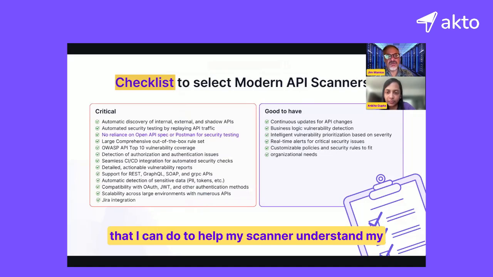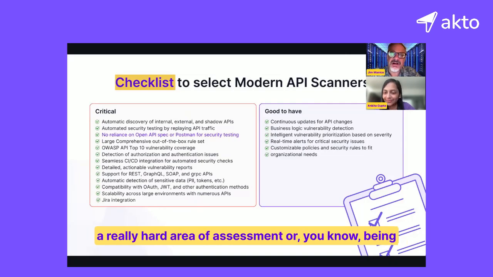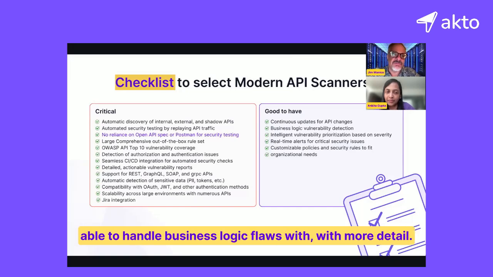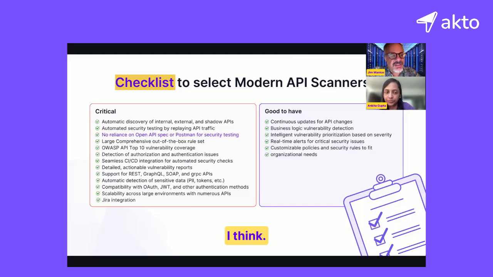Anything that I can do to help my scanner understand my access control policy is a good thing, because that's just a really hard area of assessment, or being able to handle business logic flaws with more detail. Those are some of the more difficult challenges. I think everything else you have on this list is really solid.